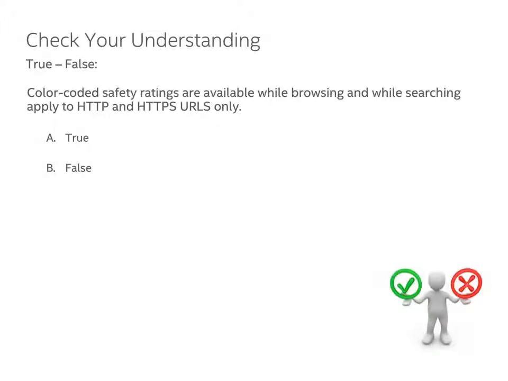Check your understanding, true or false. Color-coded safety ratings are available while browsing and while searching, and apply to your HTTP and HTTPS URLs only. Is this true or is it false? The answer is that it is true.